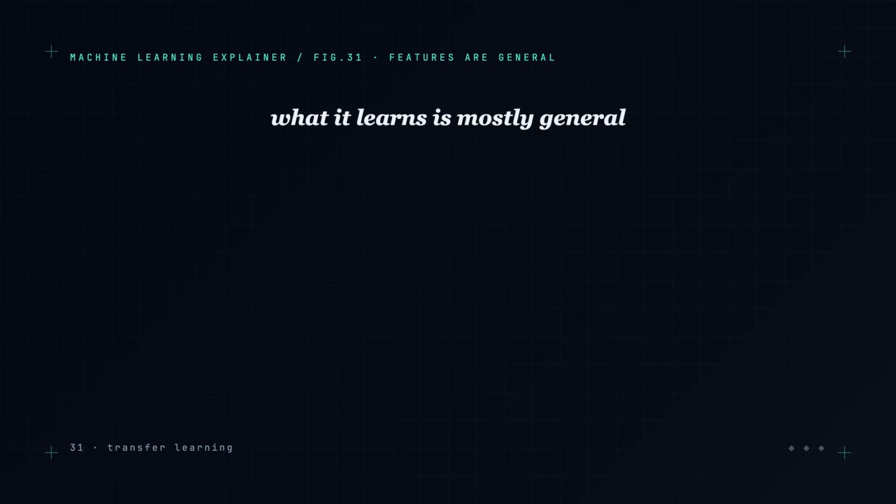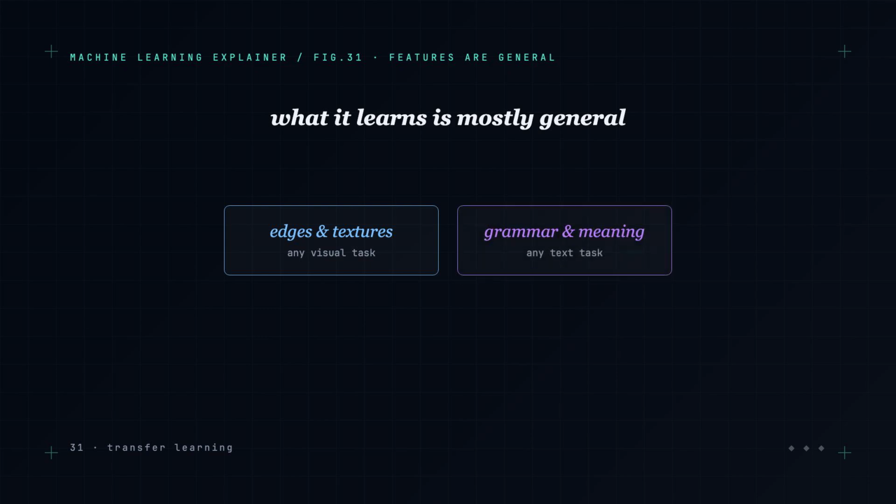The key insight: what a model learns is mostly general. The early layers of an image model detect edges and textures, useful for any visual task, whether it's medical scans or satellite photos. A language model learns grammar and meaning, useful for any text task. Those learned features transfer from one problem to another.